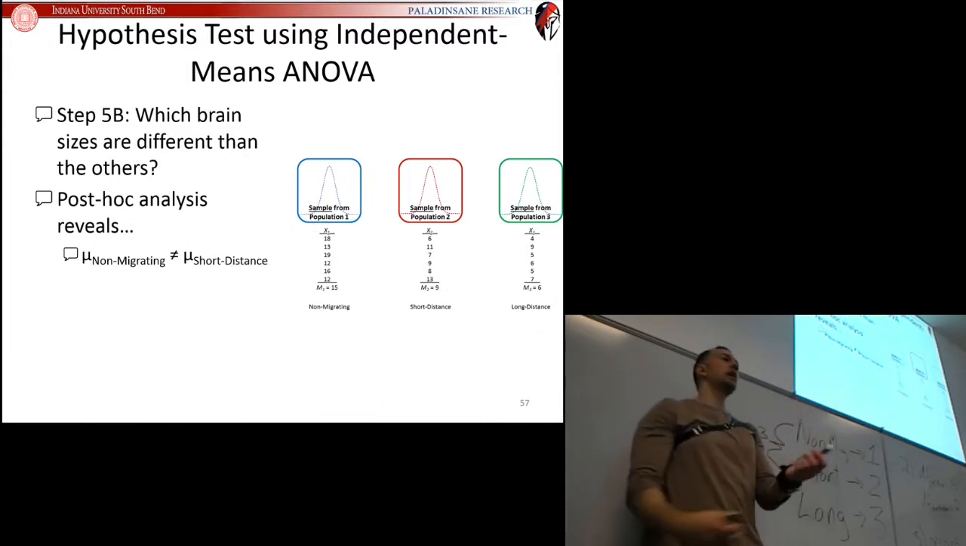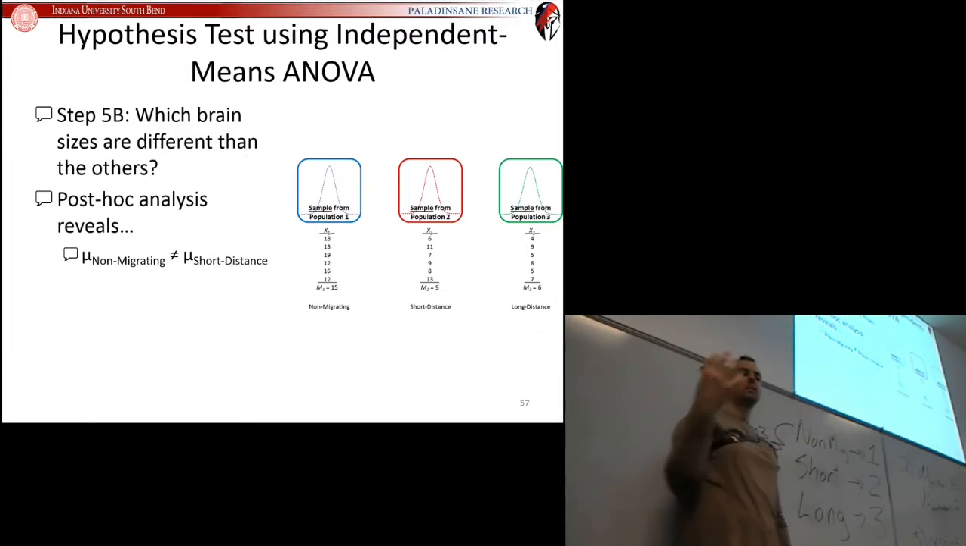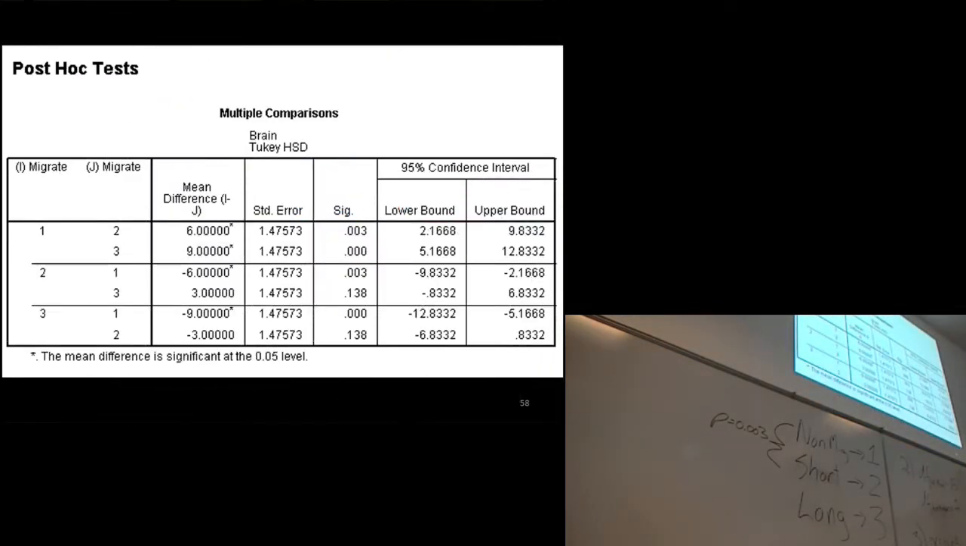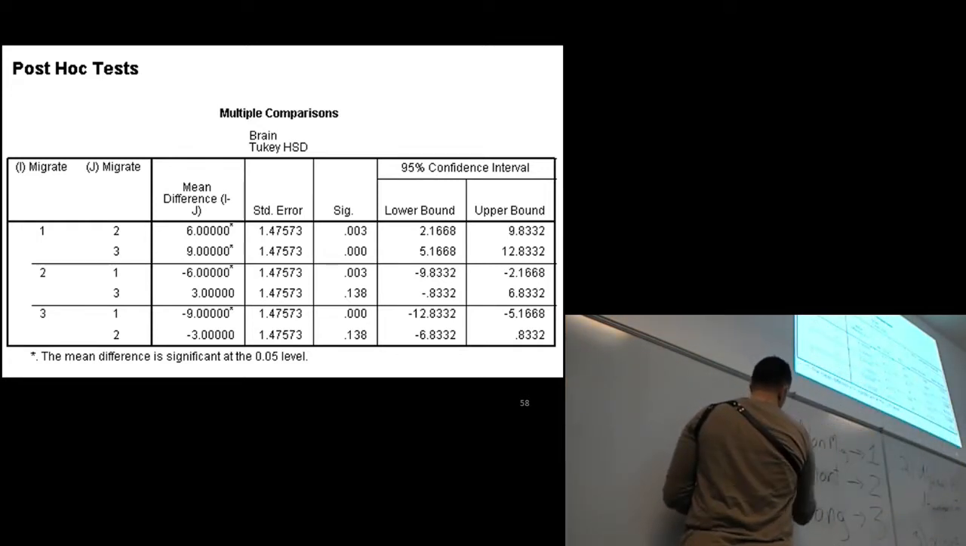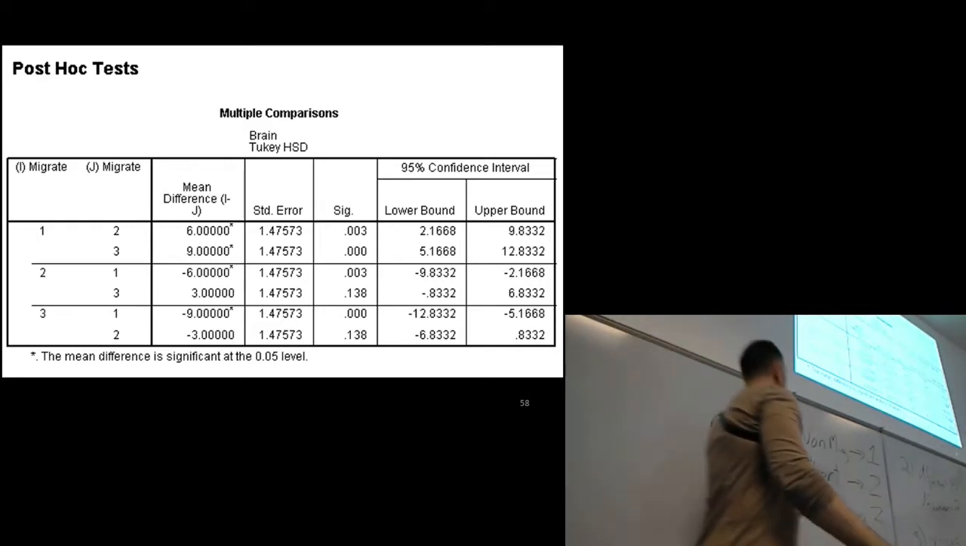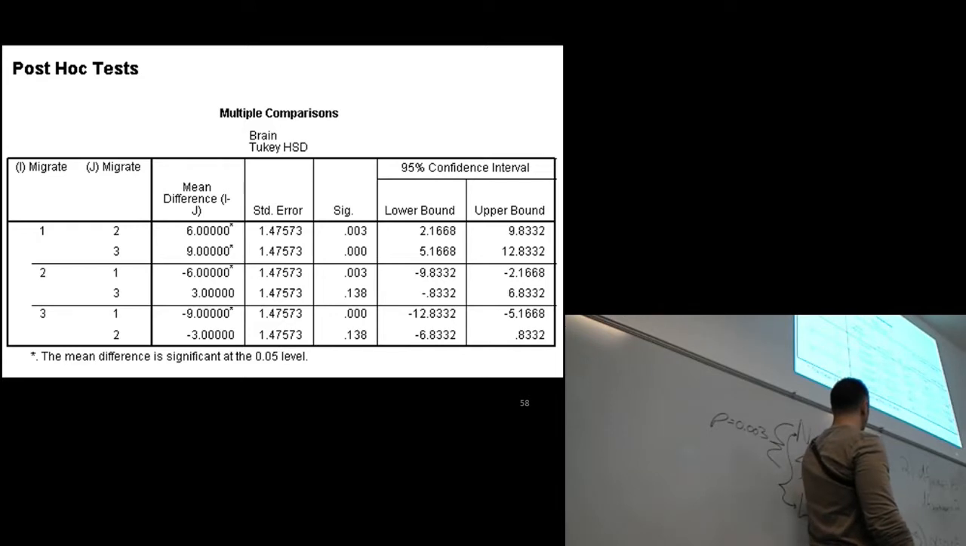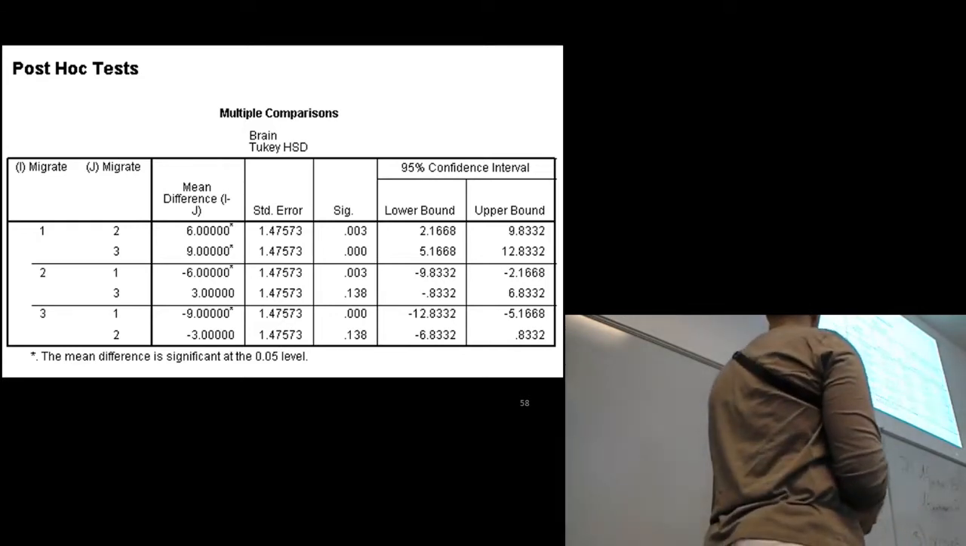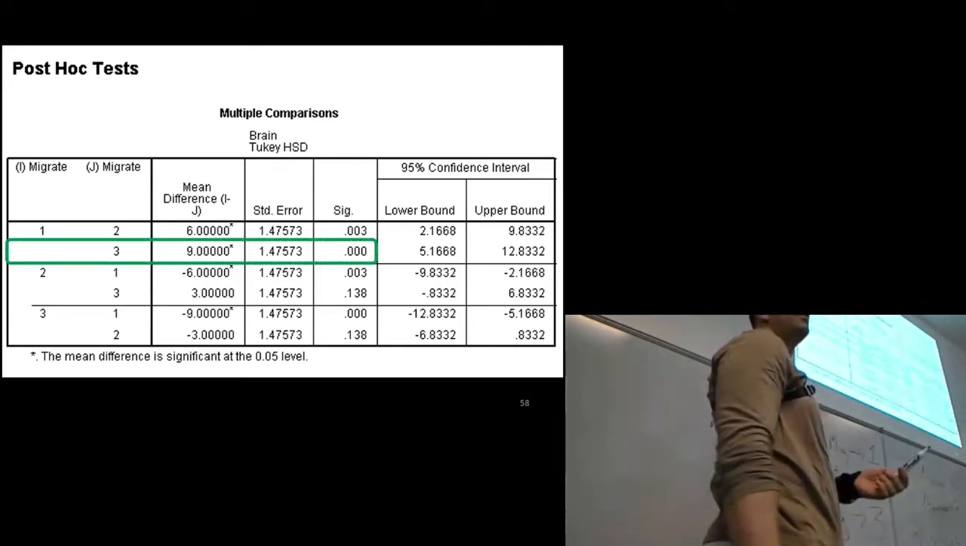All right, so this post hoc analysis reveals, the first one reveals that non-migrating birds have different brain sizes than short distance migrating birds. So that's one of the places where this difference came out. So we've got to do the other ones as well. So let's take a look at non-migrating versus long distance migrating birds. So this time we're doing those two. So for that we have to compare group 1 to group 3. So we find a row that has group 1 and group 3. That's that row right there.